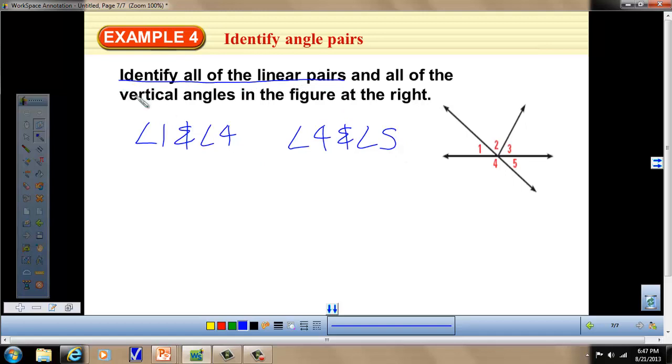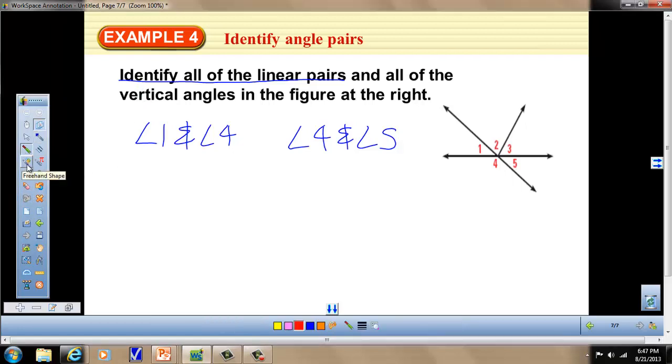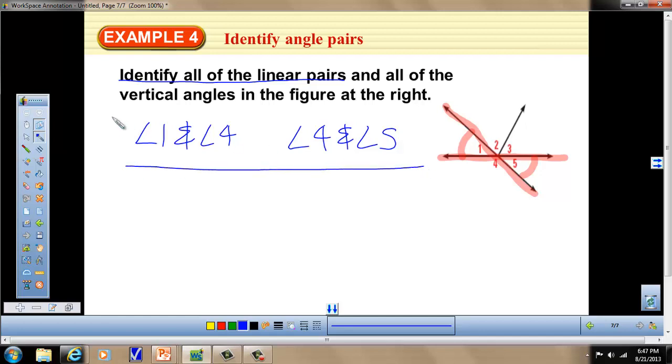Now we want to look at vertical angles. Vertical angles are angles that are equal to each other and they're directly across from each other. If I look at this line right here and this line right here, we know that this angle and this angle are equal. So for part 2 of this, these were the linear pairs. And now we're looking at vertical angles.